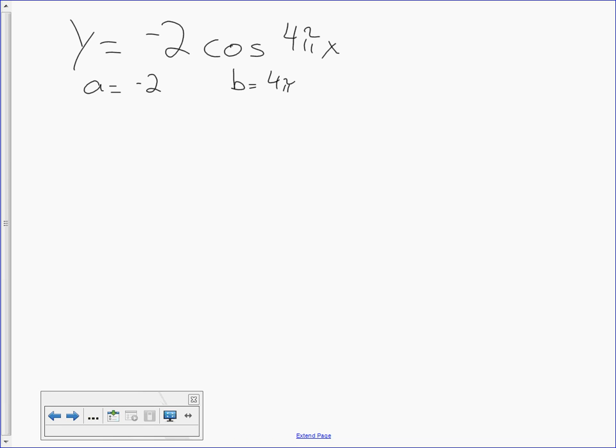You guys agree? What's your amplitude now? Your amplitude is always the absolute value. So your amplitude is 2. Remember, amplitude is always the absolute value. No, I'm talking about the next one. Your period is always, for sine and cosine, 2 pi divided by the absolute value of b. Here it's 2 pi divided by 4 pi. What do you get? You get a half. 2 divided by 4 is a half.